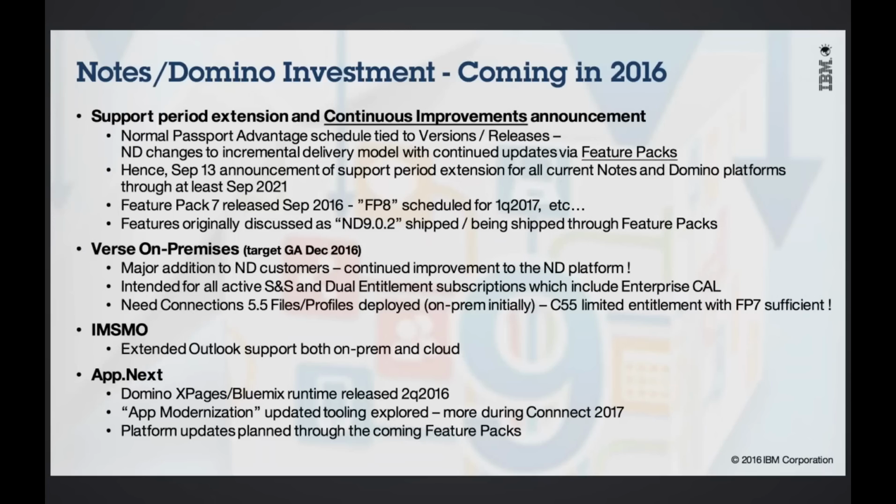We haven't announced the entitlement yet for Notes and Domino with Verse On-premises, but we intend to make sure that anyone on active subscription and support, or having any dual entitlement type licensing, so they have active maintenance on their Notes and Domino environment, will have the entitlement to simply install Verse On-premises. And it is a simple Passport Advantage download, and you can add Verse to your Domino installation. I'll show you that in a few minutes.